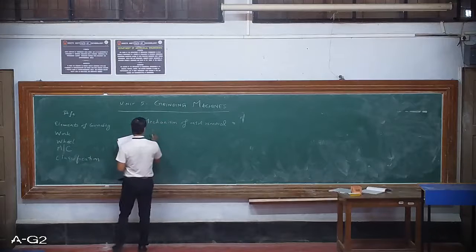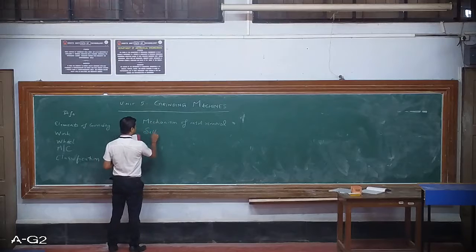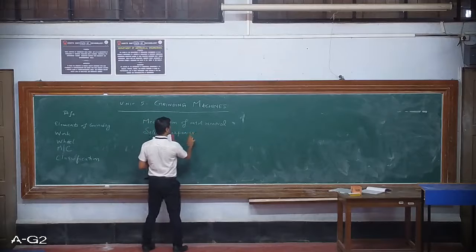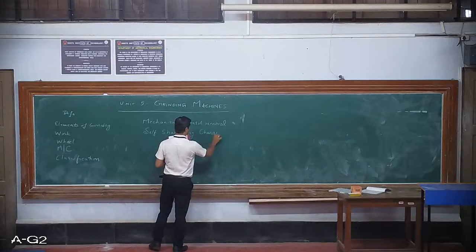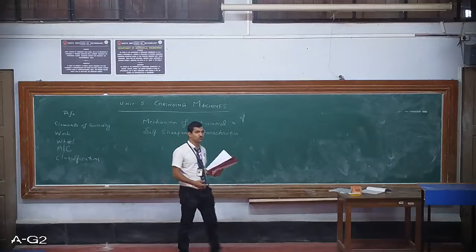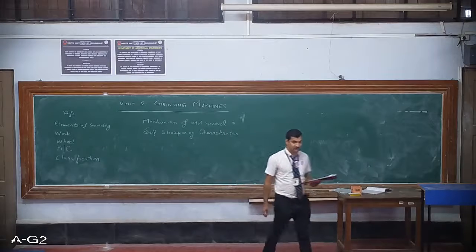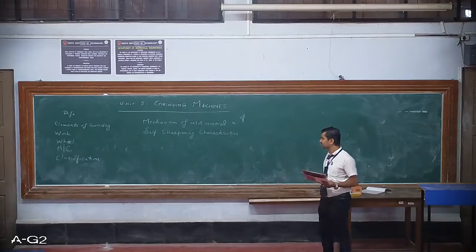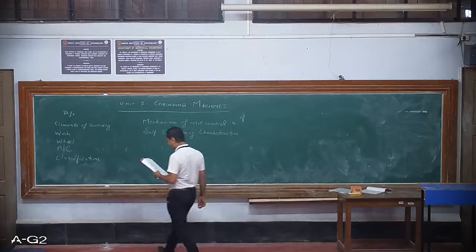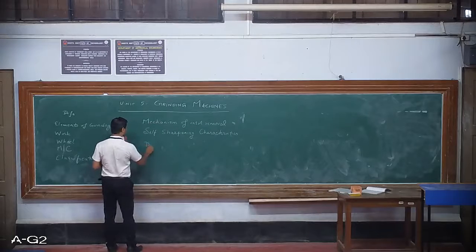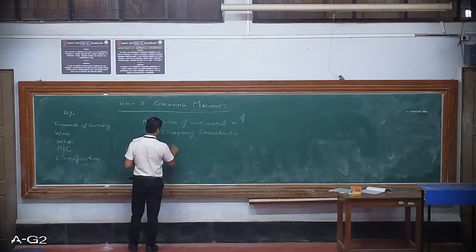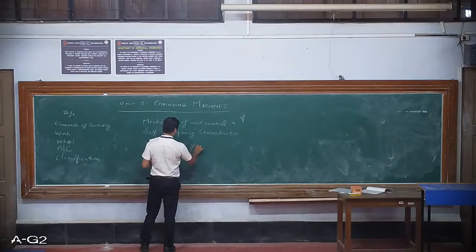Then a specific feature of grinding, that is self-sharpening characteristics. This is one unique feature of this tool, that is, we call it a grinding tool. So we need to understand what is that self-sharpening characteristic of grinding. Then we are going to study different types of grinding machines or grinders.